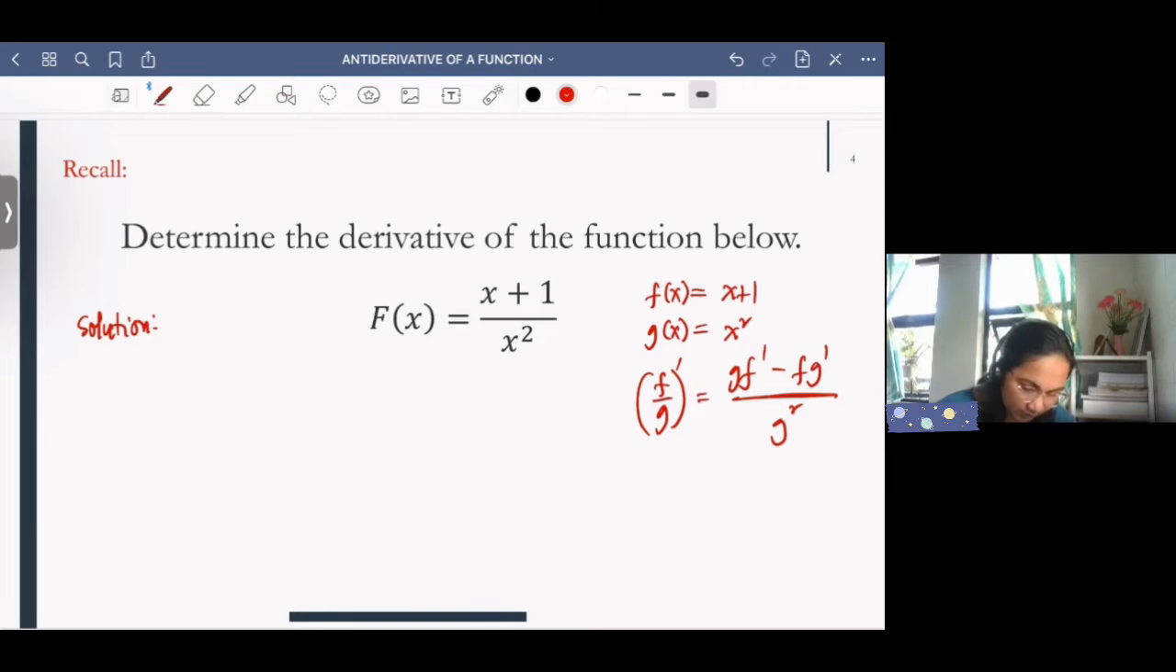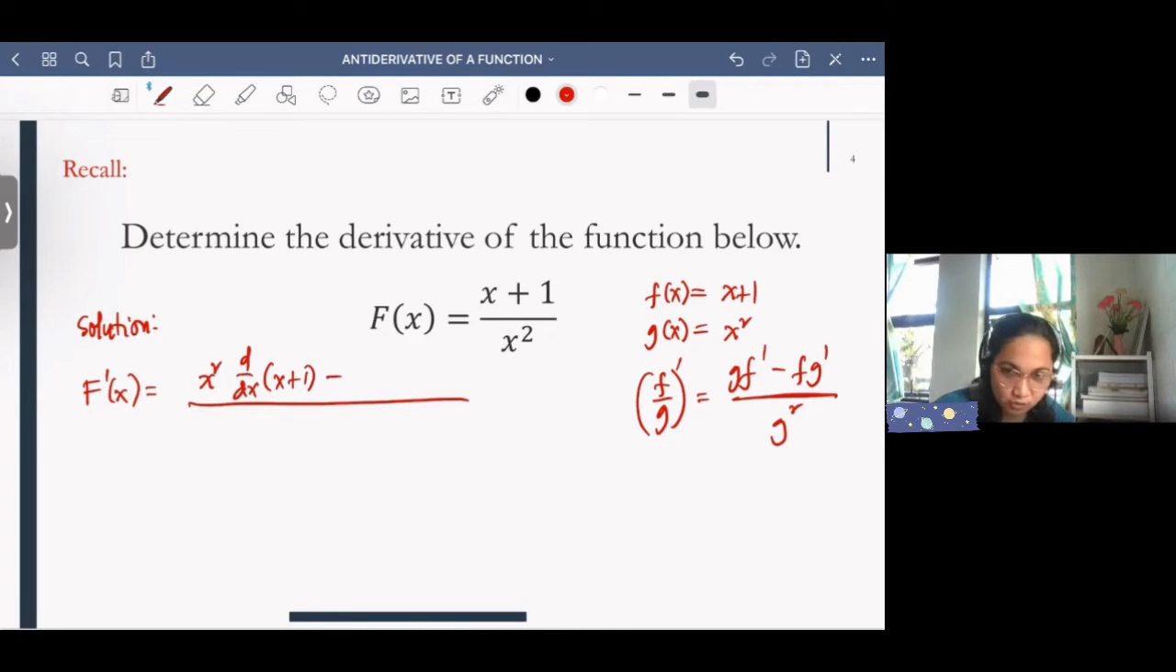So for our solution in this case, f prime of x is equal to, our g is x squared, so copy x squared, multiply that by the derivative of x plus 1, minus copy our f of x, which is x plus 1, times the derivative of x squared with respect to x, divided by our x squared raised to the second power. Now, let us find the derivative of those expressions or functions in the numerator.